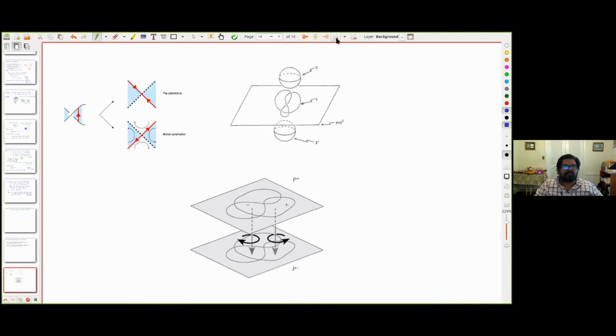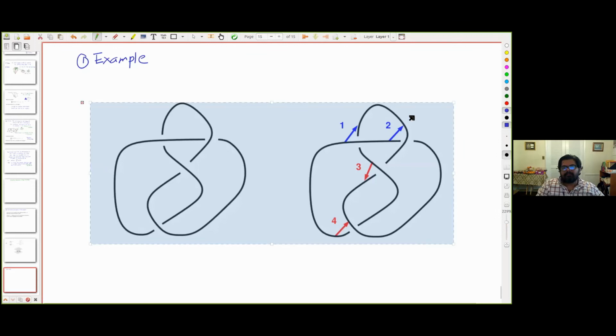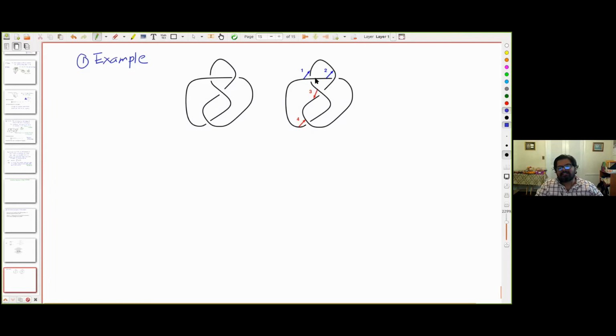So let us just do an example. This is the canonical example of figure 8 knot. I will give you one more example also. So here is your figure 8 knot. It is a prime diagram, a prime alternating diagram. You put in an edge at every place. Now these edges are colored blue and red for a reason which will become clear in a minute.